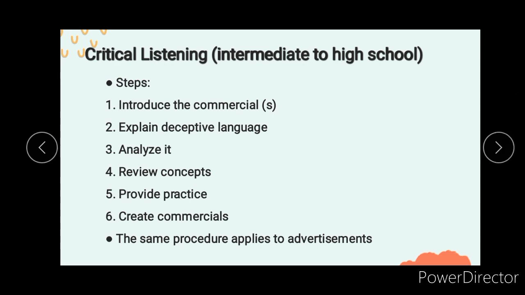Here we have several steps to follow. The first step is to introduce the commercials. Second is to explain the deceptive language and then analyze it, review the concept, provide the practice, and now create a commercial. The same procedure applies to advertisement.